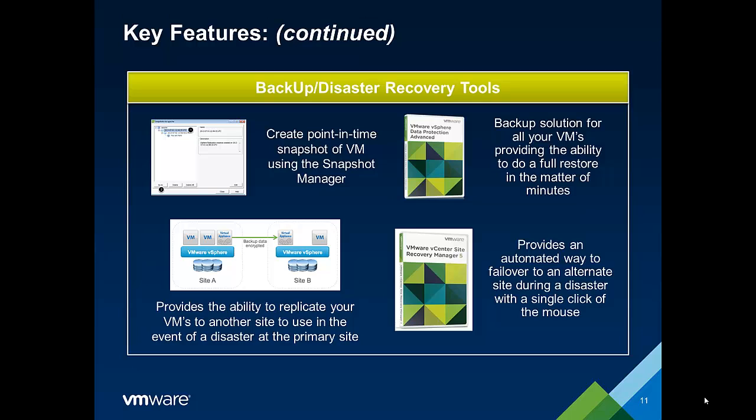Now, with vCenter Site Recovery Manager, it does essentially the same thing. However, it does it in an automated fashion. You can configure it so that if there's a failure at your main site, it will replicate all the VMs that you've told it to out to your alternate DR site, and it'll do it in an automated fashion and can fail back. And it can do it all with a single click of a button. Whereas, again, vSphere Replication is a manual process of going back and forth. So that covers some of the backup and disaster recovery things that you can do with virtualization.